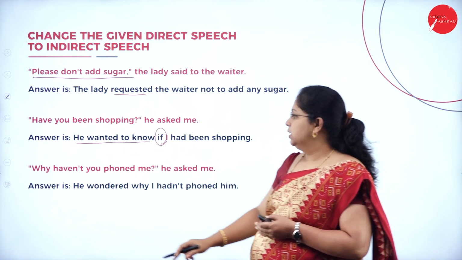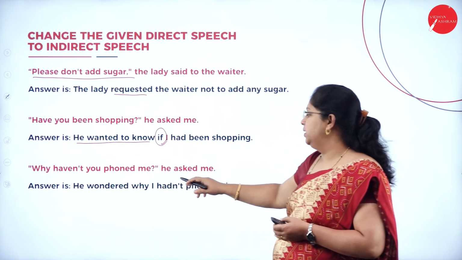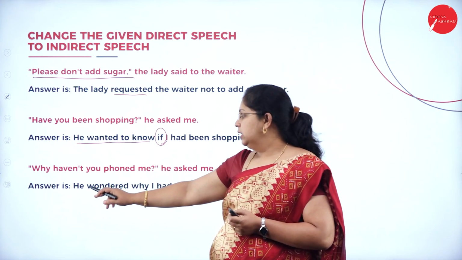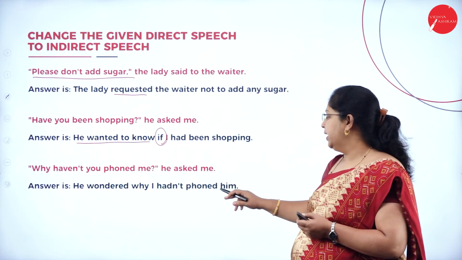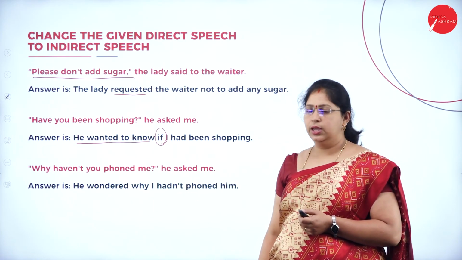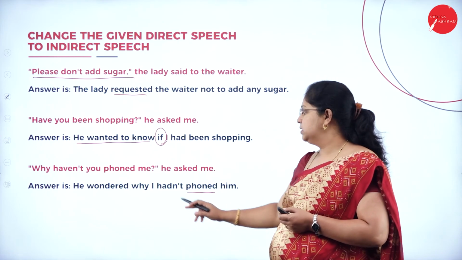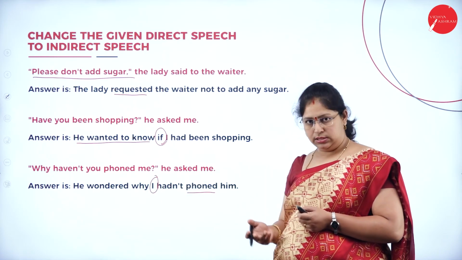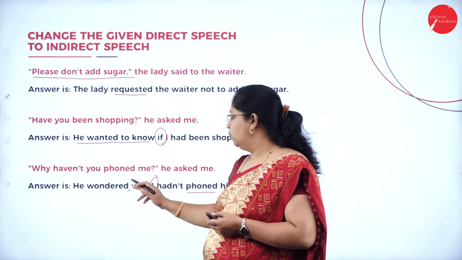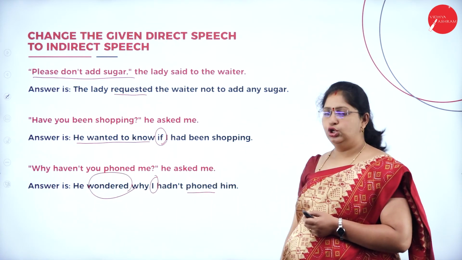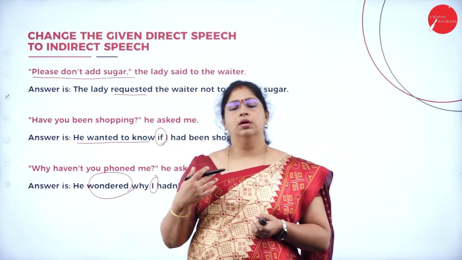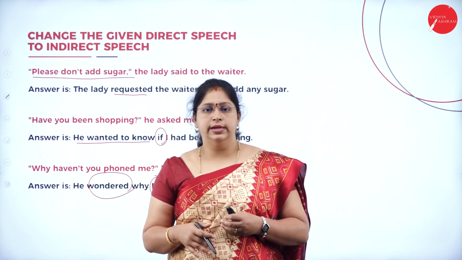Okay, next, "Why haven't you phoned me?" he asked me. Okay, this is a question again. He wondered why I hadn't phoned him. Okay, so the present perfect changes, "you" becomes "I," and as it shows surprise, here the word wondered is used. Okay, these were a few examples to know how to change direct to indirect speech.